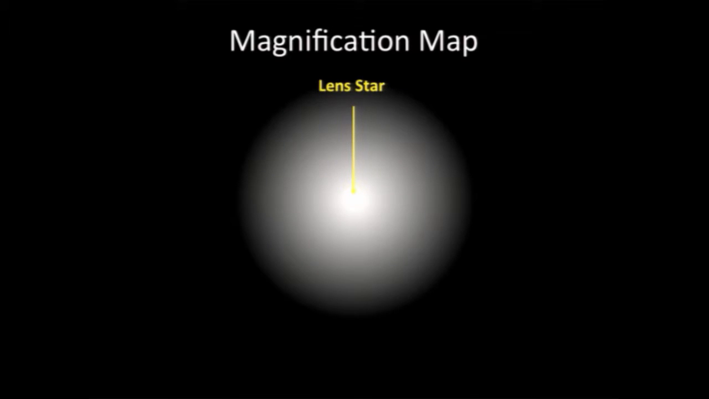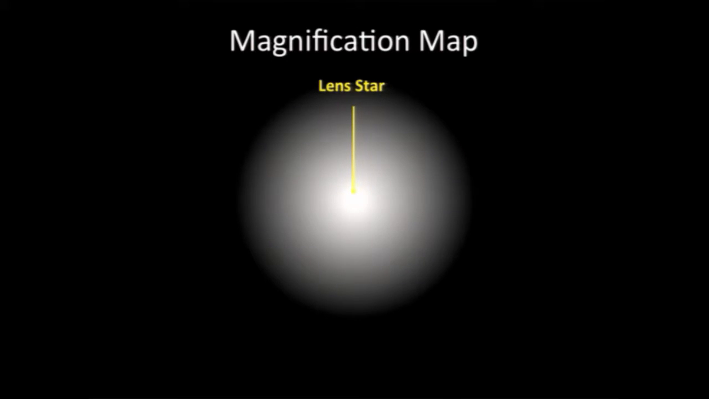So this is a magnification map for a single lens star. There's a lens star in the very center of this map, and it tells you what the magnification of a source should be at any point relative to this lens star. For a single star, it's radially symmetric, which reflects the spherical symmetry of a star. It gets brighter as you get closer to the lens. In particular, if you went exactly to the position of the lens star, you would get infinite magnification. So the magnification diverges to infinity at the position of the lens.